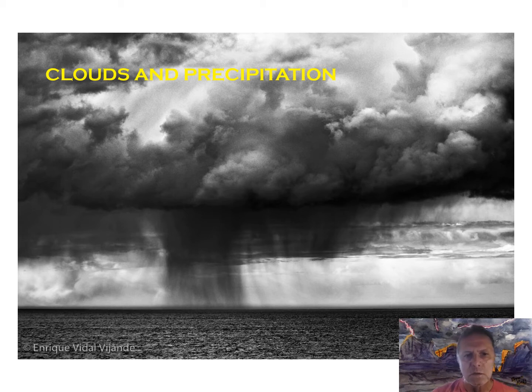We're going to focus on clouds and precipitation and what goes into that. It has a lot to do with moisture in the atmosphere, water vapor, pressure, high and low pressure, and cooling and heating of air as it goes up and down.